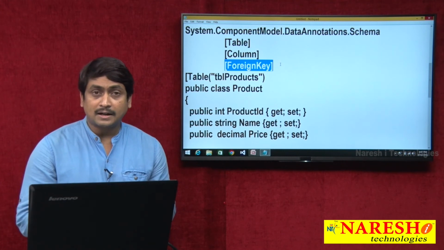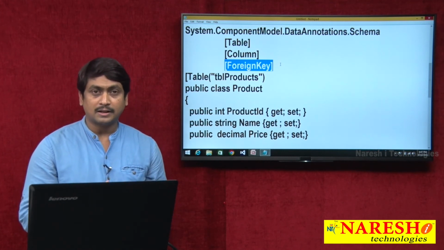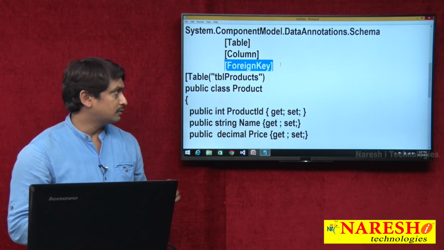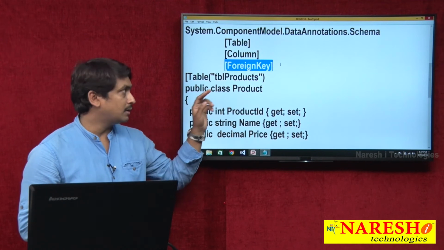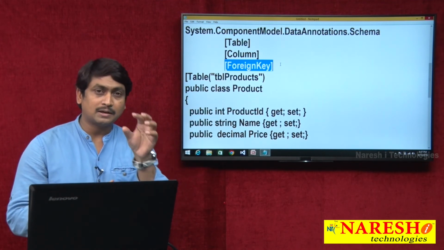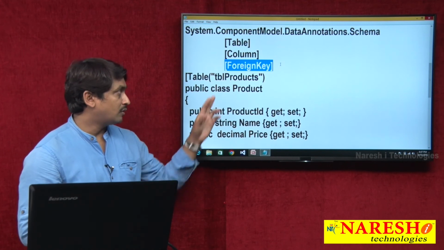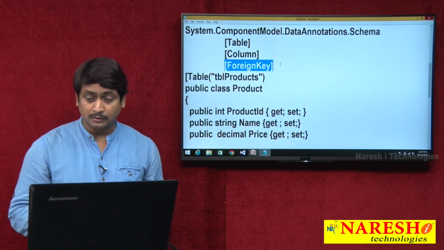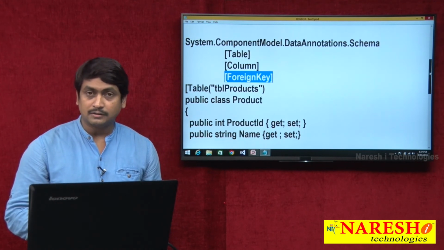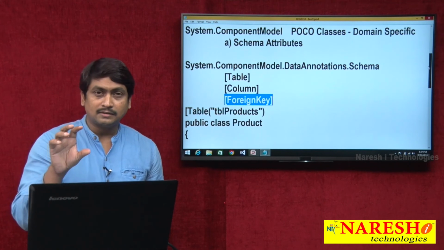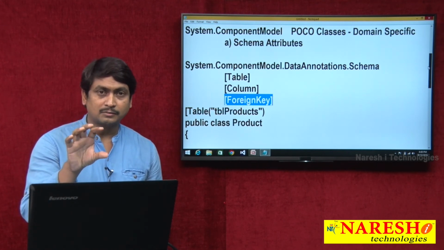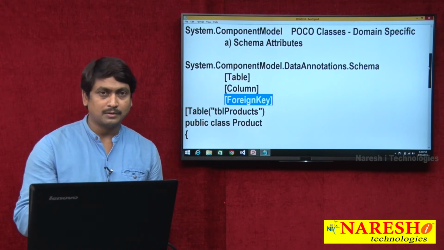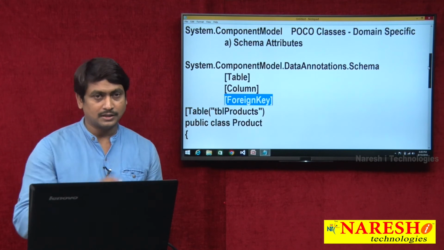So schema attributes, three important attributes are there: table, column and foreign key. Table is used to map to a database table, column is used to map to a database table column, and foreign key is for the navigation property. It maps to the foreign key in the table. So these are schema annotations. So component model contains schema annotations which are responsible for mapping our C# class to a database table. It is responsible for structuring it.